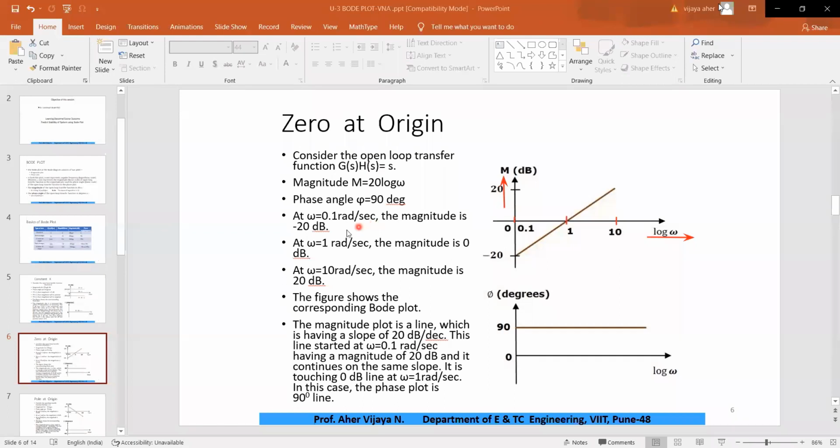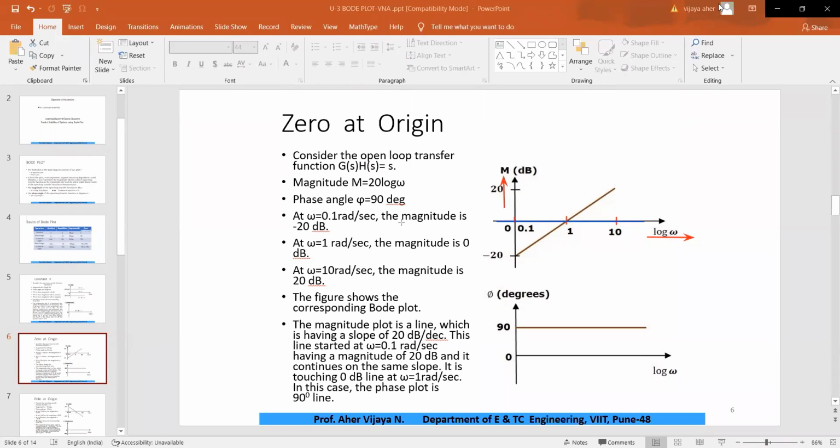At omega is equal to 0.1, what is magnitude? Magnitude is equal to minus 20 dB. Okay, so this is the 0 dB line, right? This line is for 0 dB. After 0, what comes next? 10, 20, or 20, 40, 60. Plus 20, plus 40, plus 60. On this side, minus 20, minus 40, minus 60, and so on.